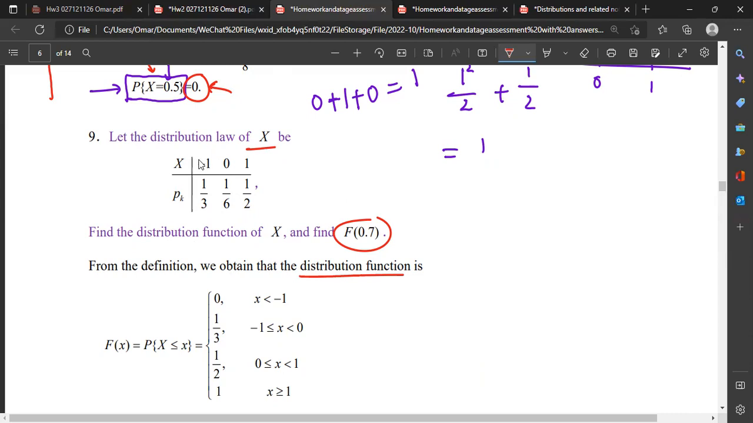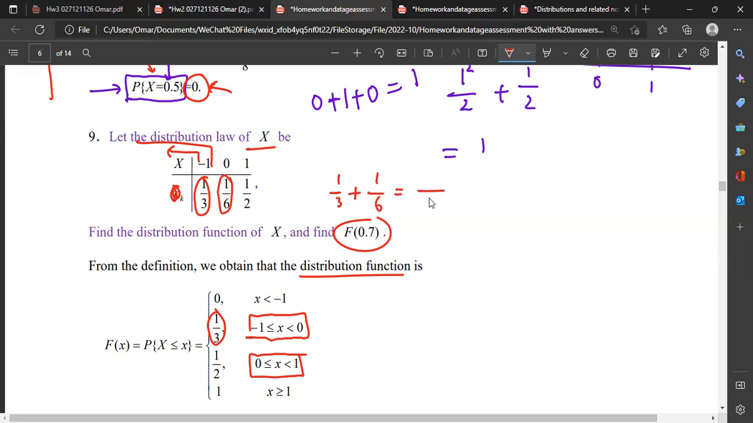When x is less than -1, that means in this part there is no value, so here is 0. And when x is greater than or equal to -1 and less than 0, we just add 0 and plus 1/3. So the answer is 1/3. And when x is greater than or equal to 0 and less than 1, we also include this value. So 1/3 plus 1/6. So it will be 6, and then 2 plus 1, so 3/6 or 1/2, right? So we get here 1/2.